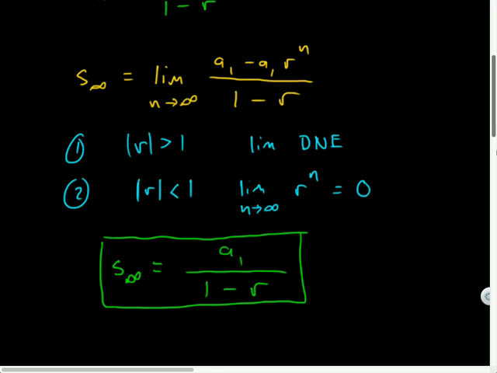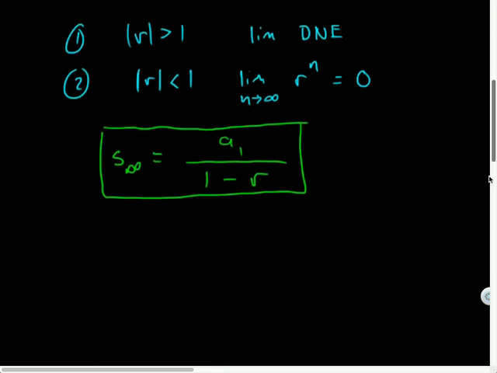So, wow. Good times. So let's do an example of this. We'll do a regular old example. What if this is my list? What if I've got 1 and then a half and then a quarter and then forever? And let's say I want to find the sum of this infinite list.